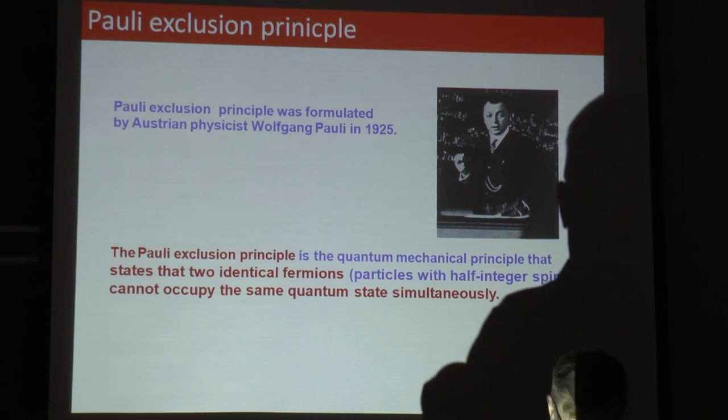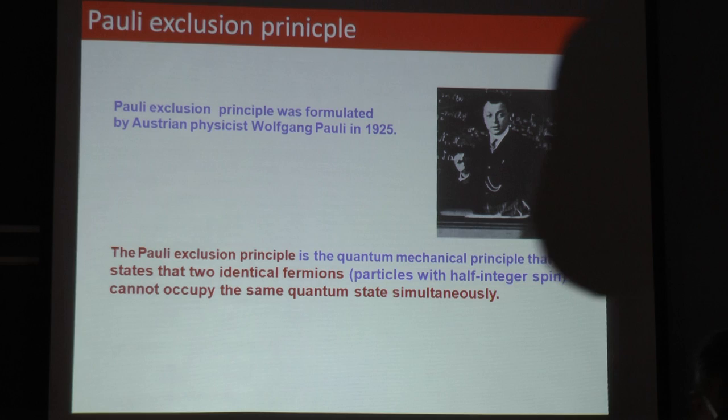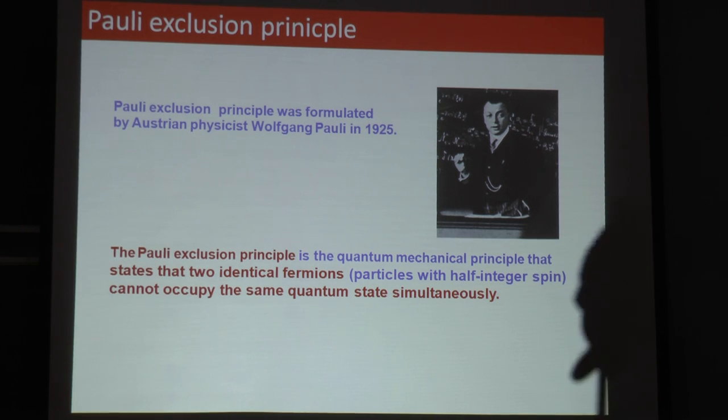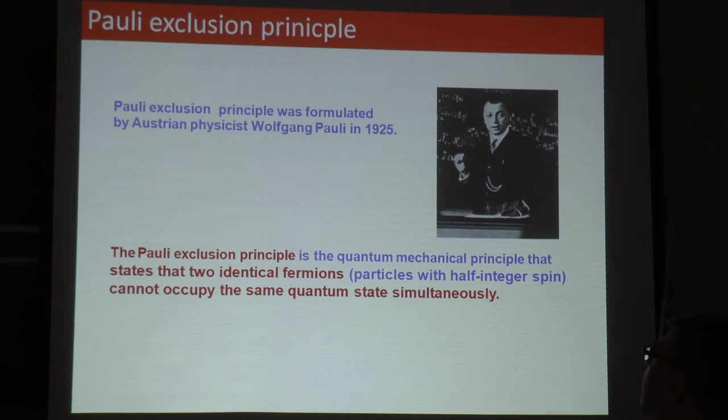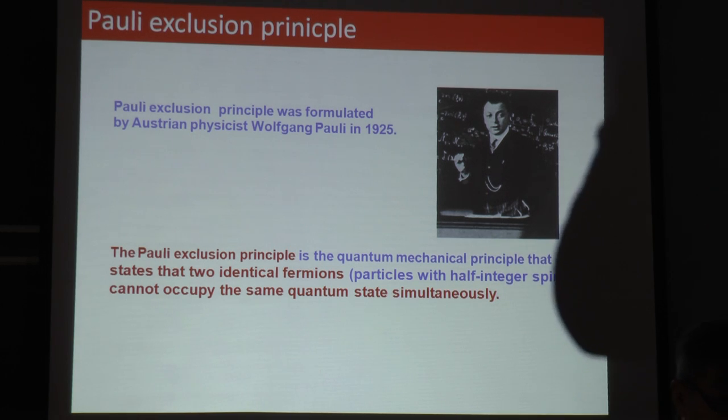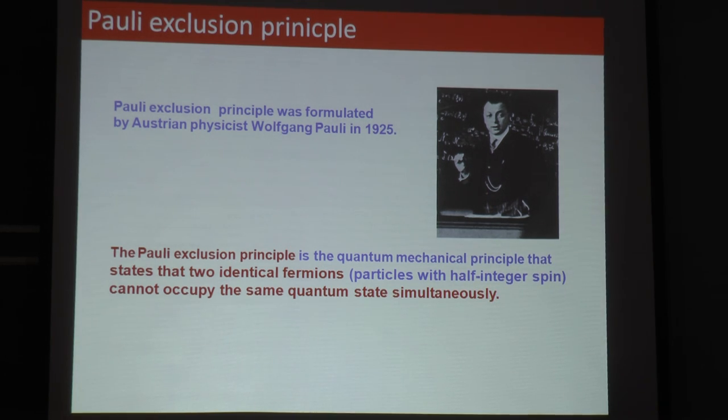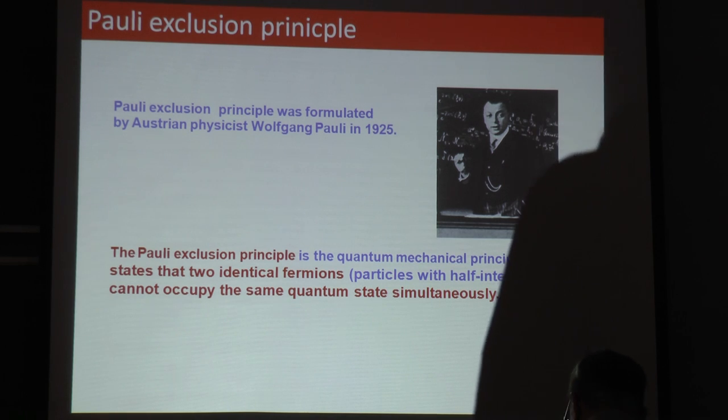Just a short historical remark on this concept of indistinguishability. I described the modern formulation, but historically it was Wolfgang Pauli in 1925 who introduced the Pauli exclusion principle, which is another way of saying that the total wave function of identical fermions has to be anti-symmetric. The Pauli exclusion principle was invented in order to explain the periodic table of elements.